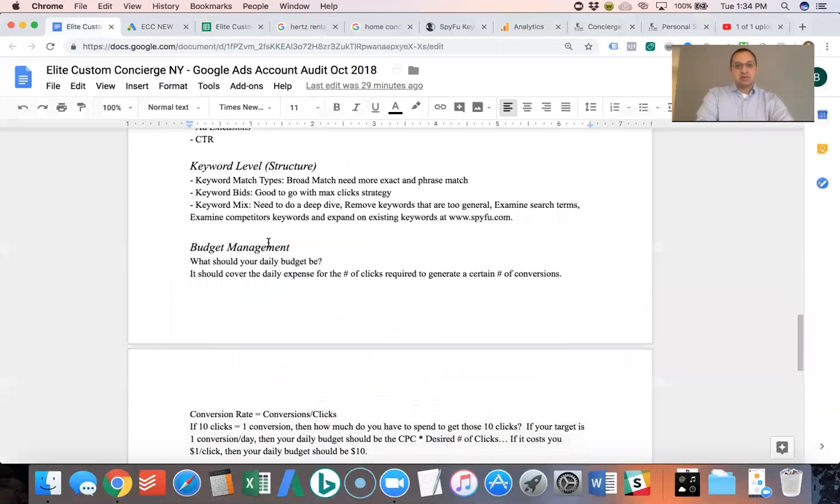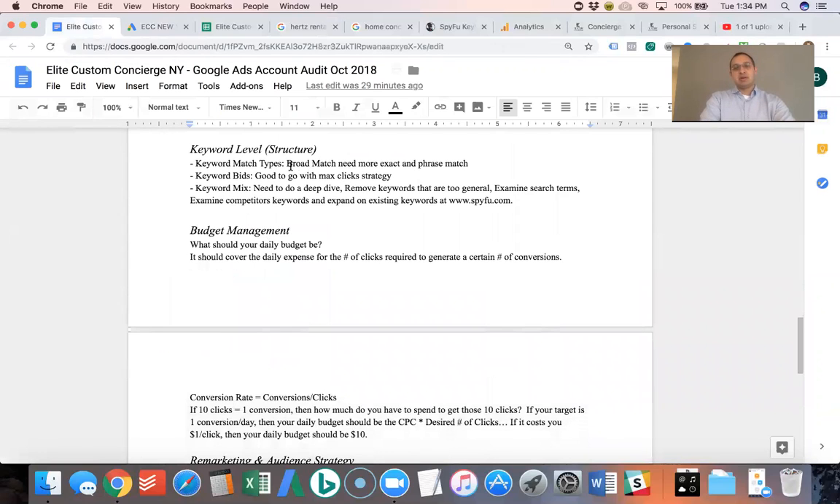Let's keep going. So your keyword level structure, most of your keywords are in a match type called broad match. That means that you have the net cast a little bit wider than, say, an exact match, where exact match would be ideal because the person has to type into Google the exact term that you've given to Google as your keyword. Like right now, you have broad match, which just means that somebody could type in concierge jobs or concierge positions or companies.